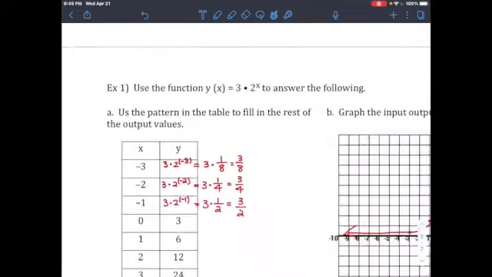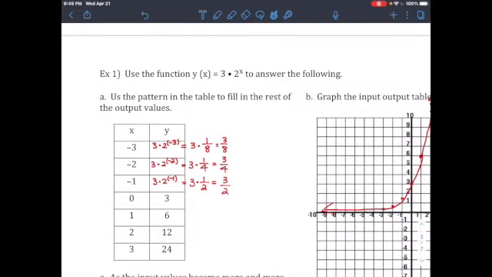Trying to fill in the table, I hope you guys can see the work I'm showing. Because it is going to be -1, I'm putting the -1 in the equation 3 times 2 to the x power, which looks like this. And don't forget, when you have a negative exponent, you flip. You flip and the 2 becomes a half. So it's 3 over 1 times 1/2. So that's 3 over 2.